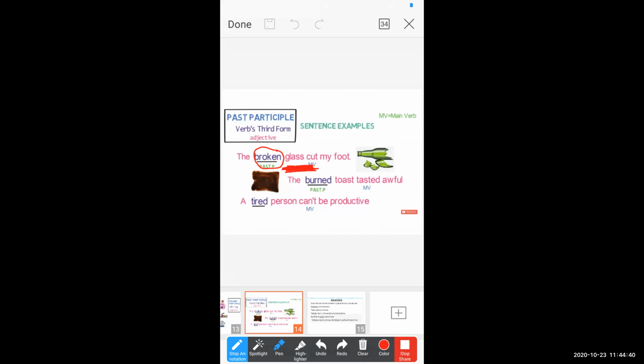Come to the next sentence. What is the next sentence? The burnt toast tastes awful. So burnt shows the verb, past form of burn. But while reading the sentence, you come to know that it describes the toast, that means it's the adjective of the toast.